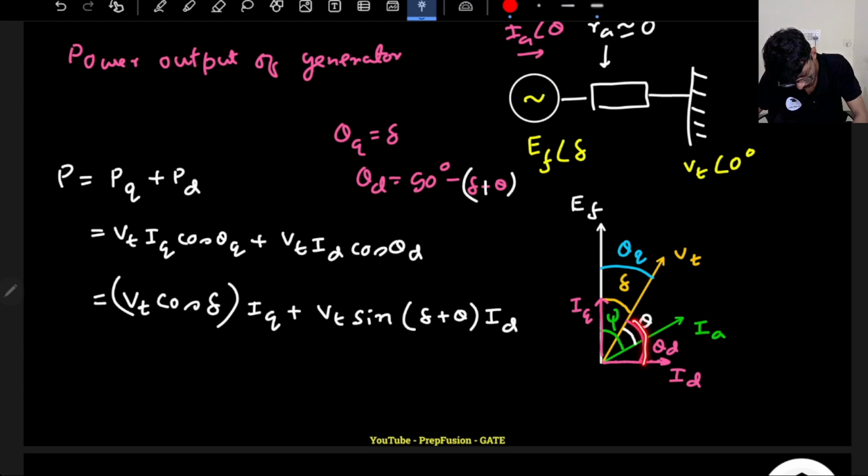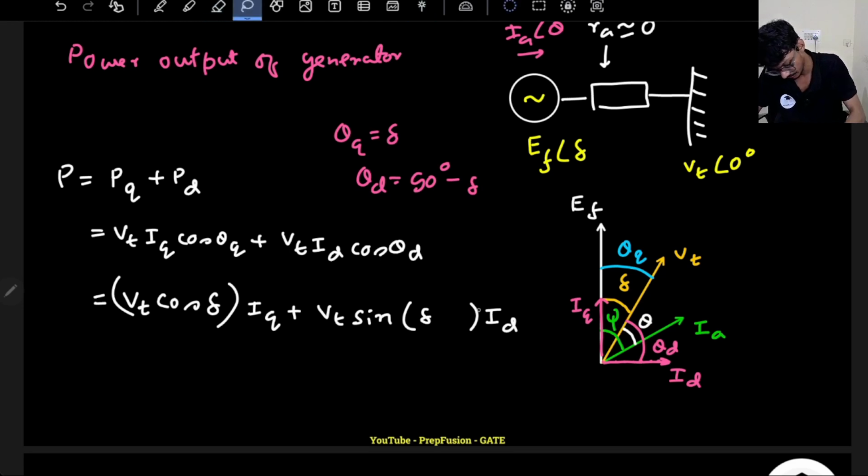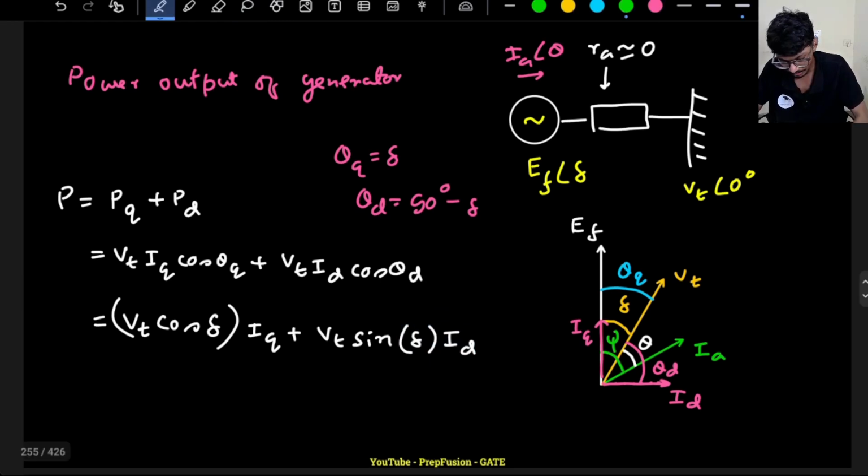Oh, sorry, I had made a mistake. So theta d is this, right? This much is delta. Theta d is this much actually. I thought theta d was this much. So only delta will be here, theta will not be present. So this will be only sine of delta. Sorry about that. Now one important thing. Just hold on a second.